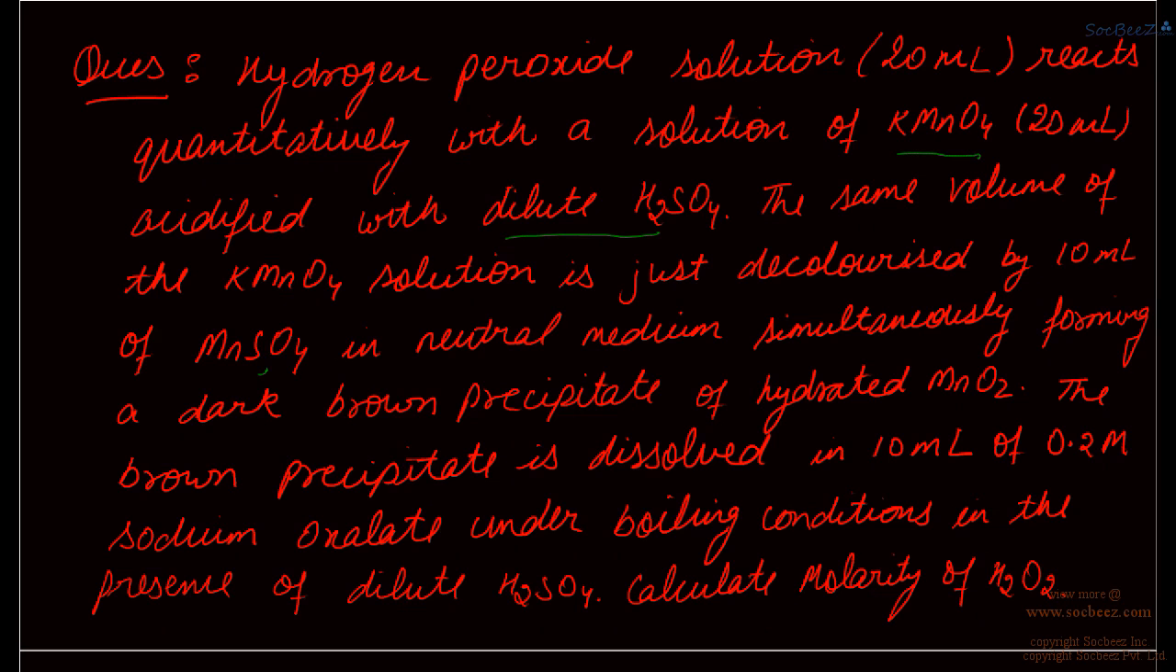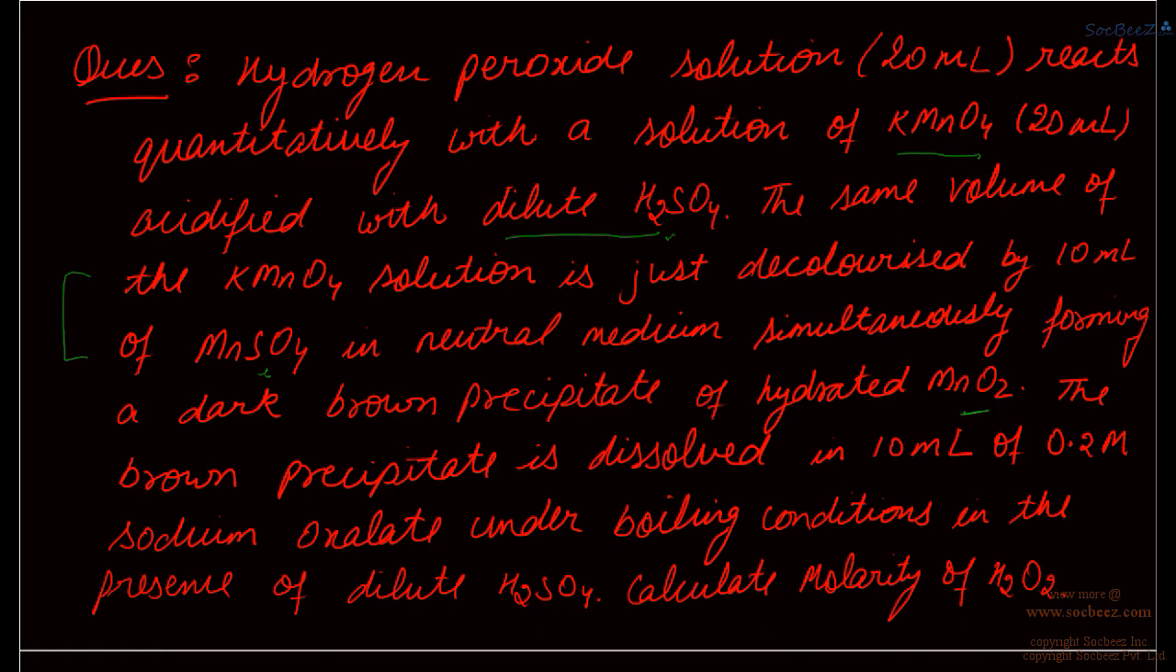See, hydrogen peroxide reacts quantitatively with a solution of KMnO4 acidified with dilute H2SO4. So first titration is taking place here. After that, the second titration: the same volume of KMnO4, whatever KMnO4 we used, same volume of KMnO4 solution is just decolorized by 10 ml of MnSO4 in neutral medium. So the 10 ml of MnSO4 has decolorized the same volume of KMnO4. So another titration is taking place here, simultaneously forming a dark brown precipitate of hydrated MnO2.